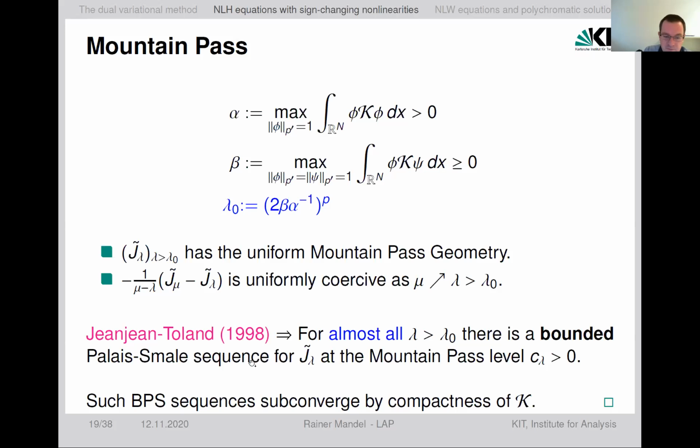Once we have such a bounded Palais-Smale sequence, the rest is rather easy because we have a compact operator K here. And once we have established the boundedness, we get the existence of a critical point quasi gratis. And that's the way we prove the existence of a critical point. So let me summarize. We pass through the dual formulation. We have a strongly indefinite problem. We maximize with respect to one variable, and we take the mountain pass with respect to the other, and then using this Jeanjean-Toland result, we can prove the existence of a critical point.